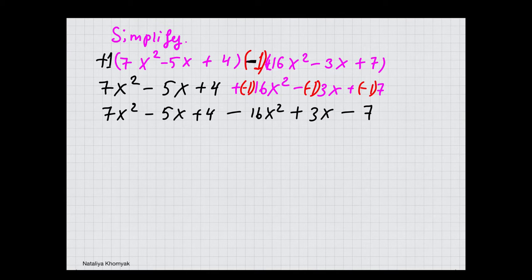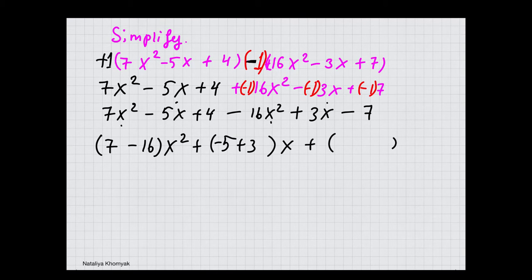Now we combine like terms. We have x to the second, x to the second. So 7, negative 16 of x to the second plus x and x. We have -5 plus 3 of x plus 4 minus 7, constants at the end.